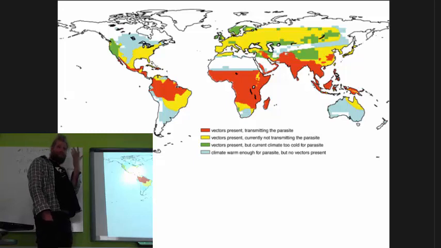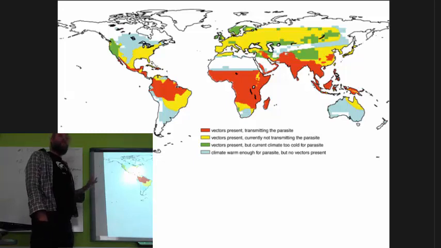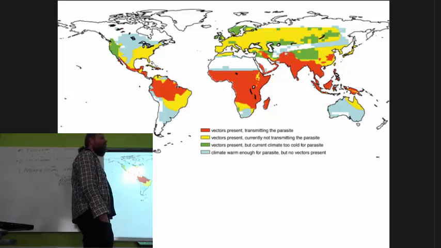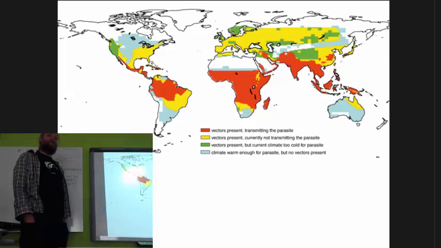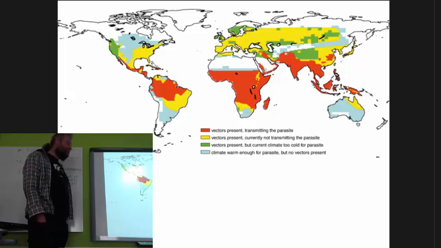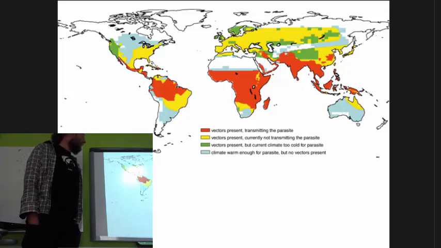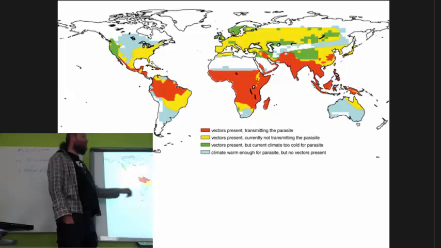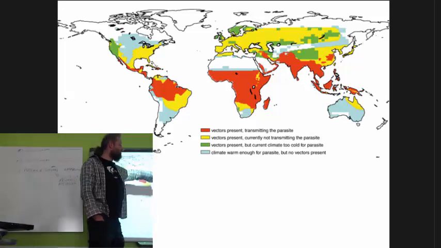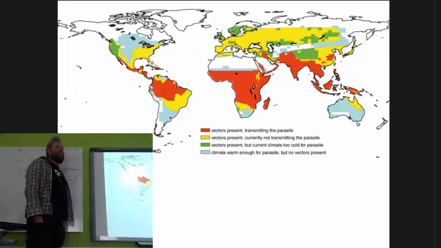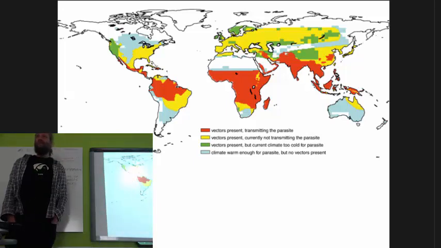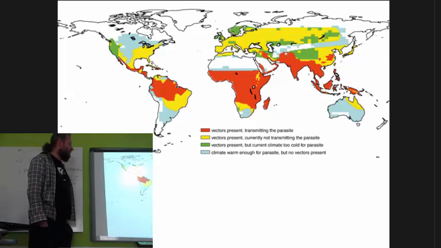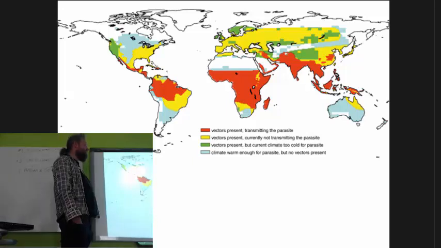So what is the difference between the yellow and the red? For natural reasons, there can be malaria. It's warm enough, it's wet enough. So why is there no malaria? The obvious difference between the red and the yellow is wealth. This is where the rich people are, this is where the poor people are. That is the obvious difference between the yellow and the red. Now, this is not some sort of correlation, this is causation.